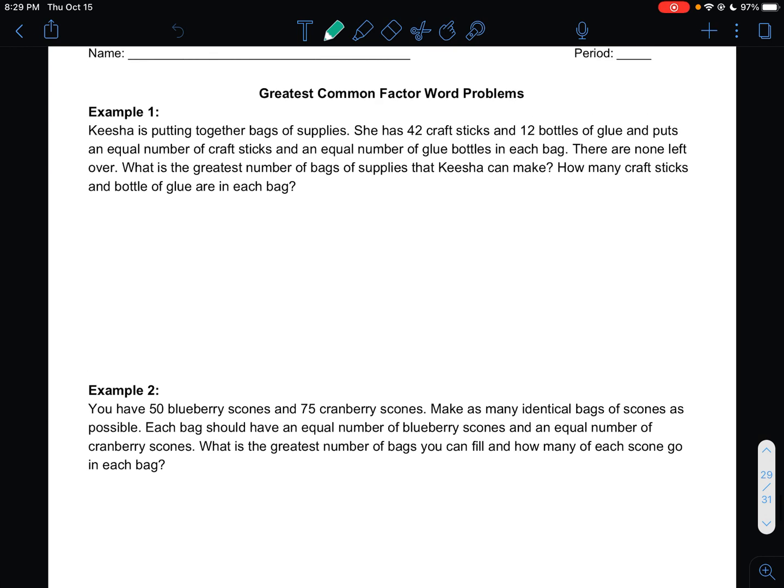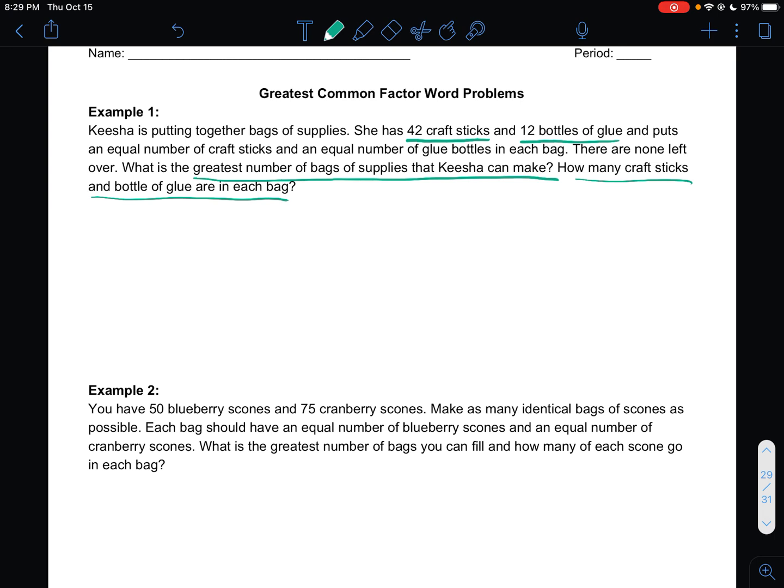Okay, so example 1 says that Keisha is putting together bags of supplies. She has 42 craft sticks and 12 bottles of glue, and puts an equal number of craft sticks and an equal number of glue bottles in each bag. So that just means that every bag is exactly the same. So if she puts 5 glue sticks in a bag, then every bag is going to have 5. There are none left over. So she uses all of her craft sticks and glue bottles. What is the greatest number of bags of supplies that Keisha can make? And how many craft sticks and bottles of glue are in each bag?